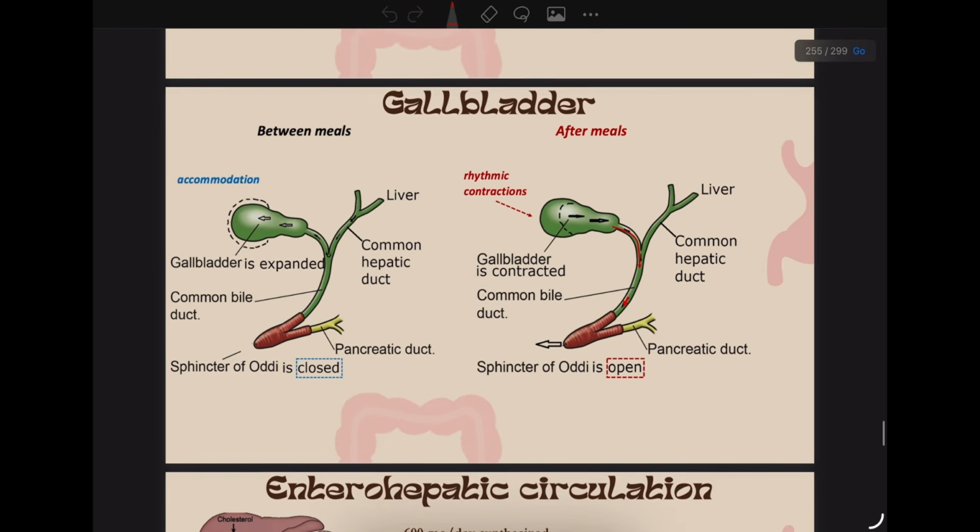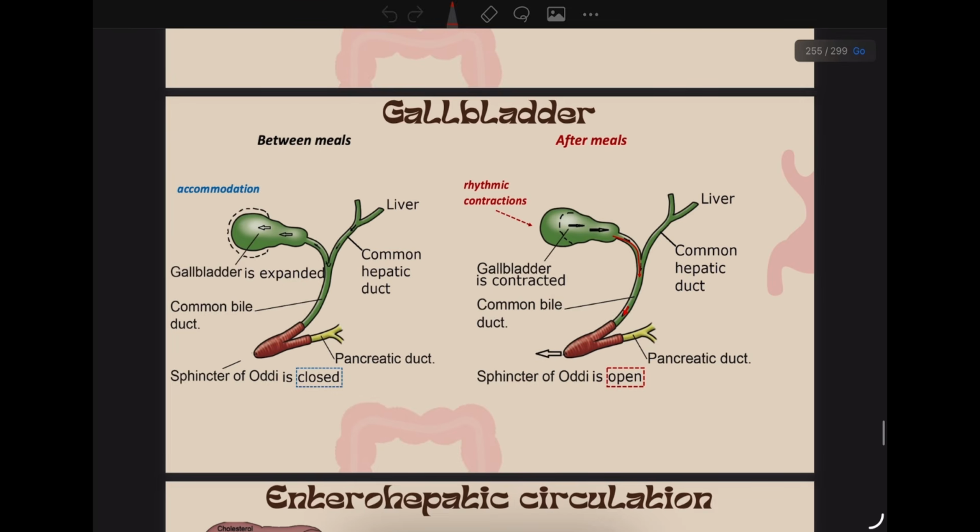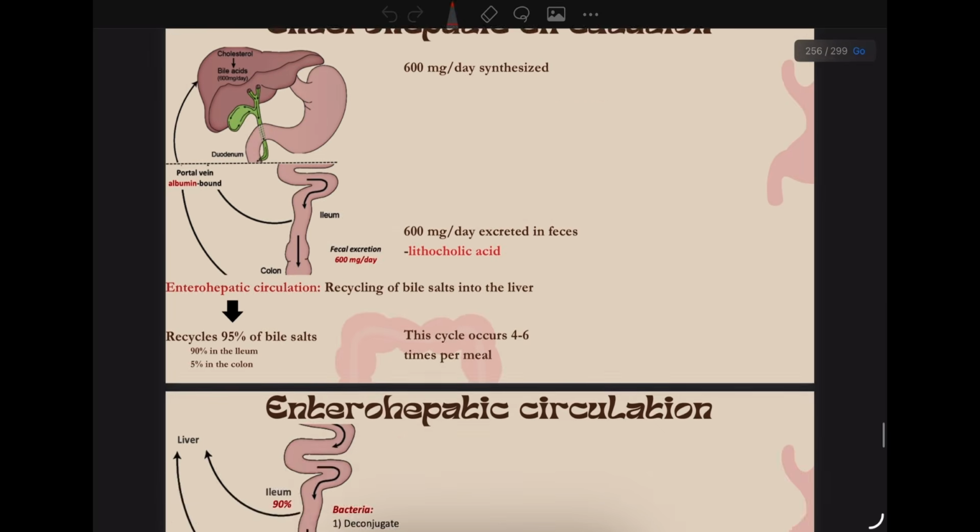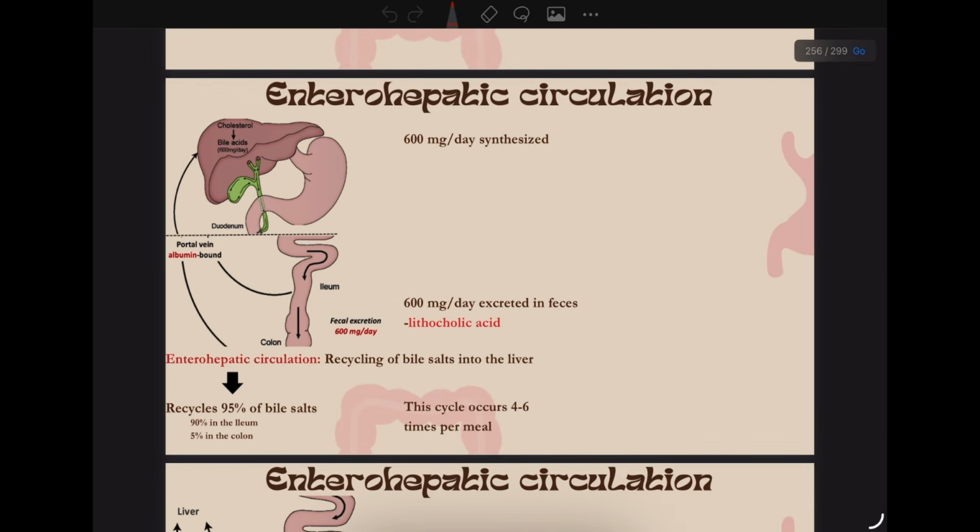Now, this is self-explanatory. I mean, after the meal, the sphincter will open and the gallbladder will contract to throw the bile out. Now, this is the enterohepatic circulation that we were talking about more than once, and lithocholic acid that you will find in feces and all of that. And as you can see, 600 milligrams will be synthesized daily. Why? Because these are the same 600 that we are losing in fecal excretion. The rest of the bile, what's going on with it? It's reabsorbed. Right?